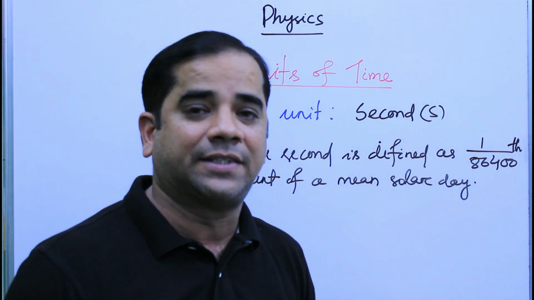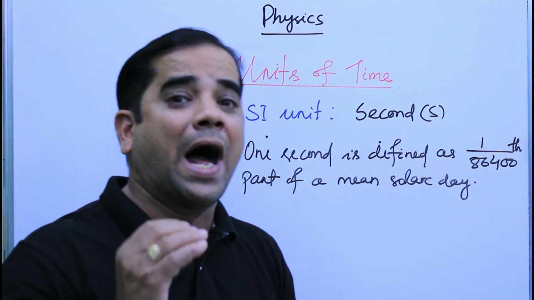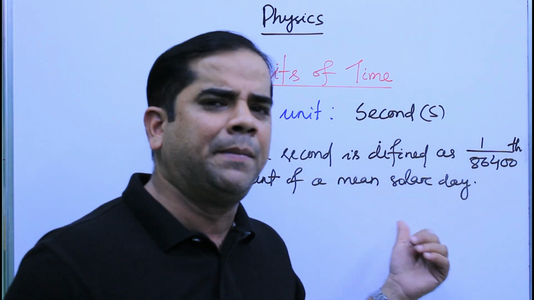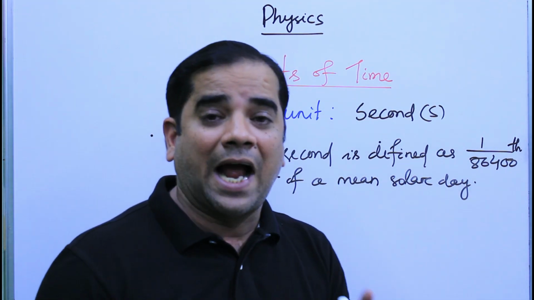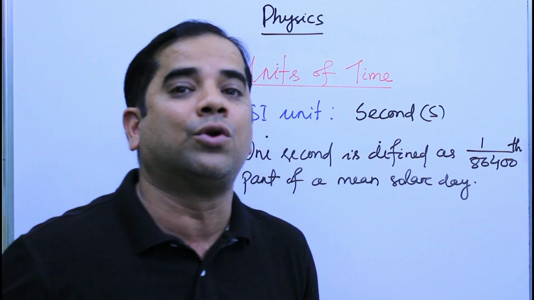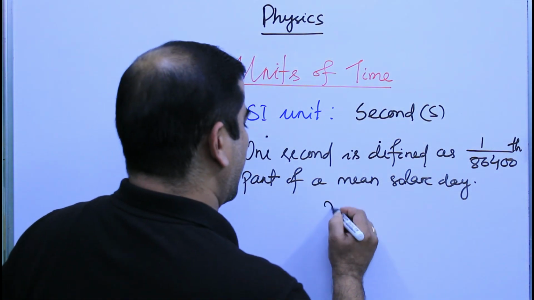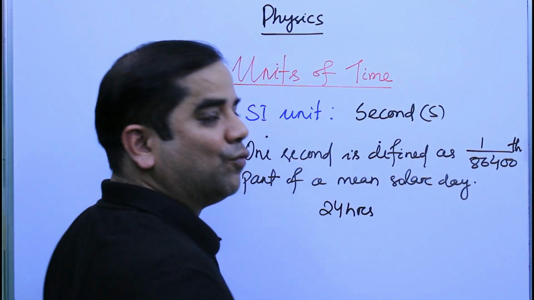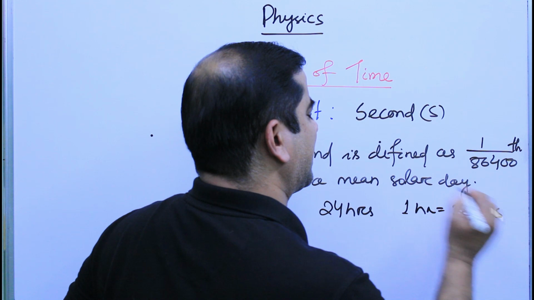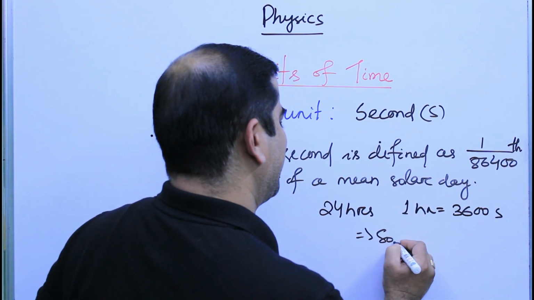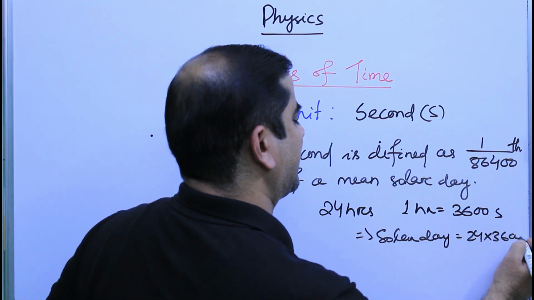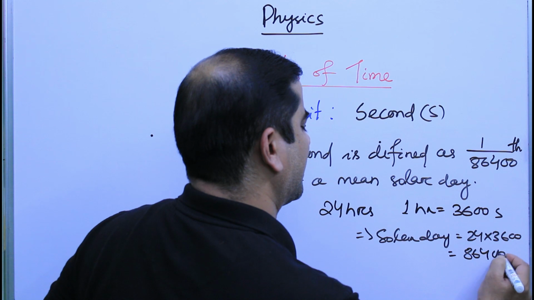So how can we define a second? A second can be defined as the 1 by 86,400 part of a mean solar day. What is a mean solar day? A solar day is the time taken by Earth to complete one rotation around its own axis. So it is 24 hours, and we know that 1 hour is 3600 seconds. So a solar day is equal to 24 into 3600, that gives us 86,400.